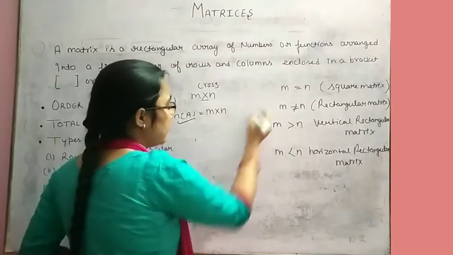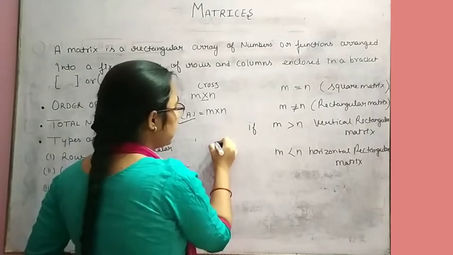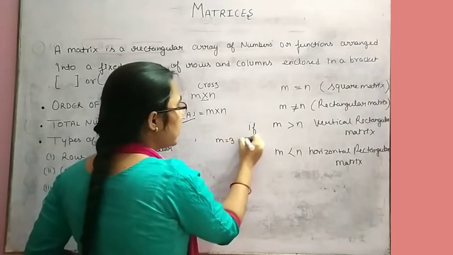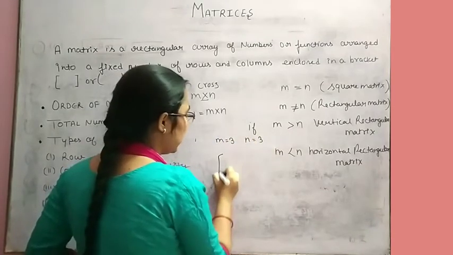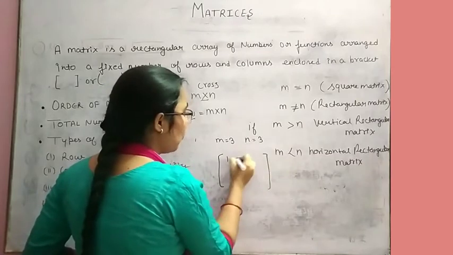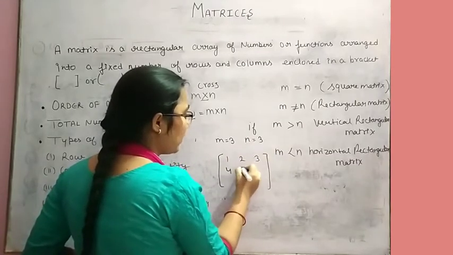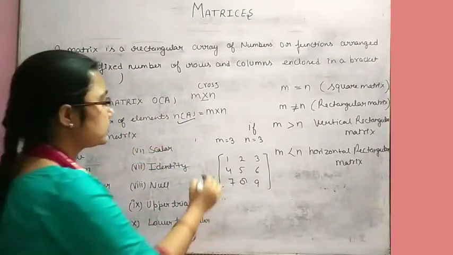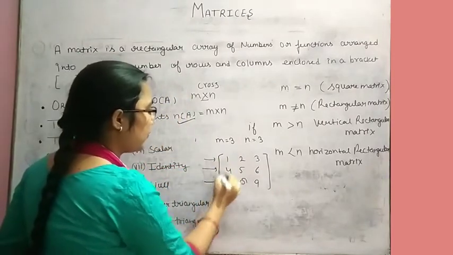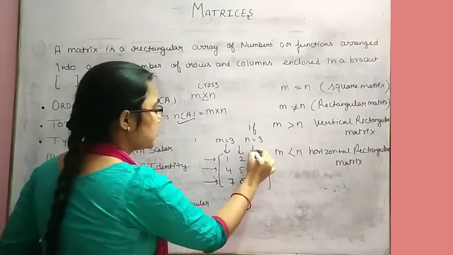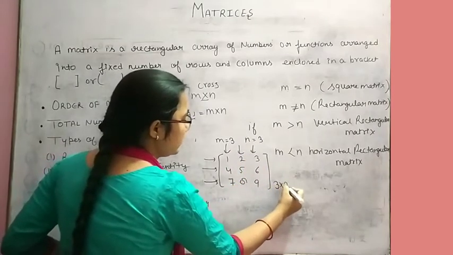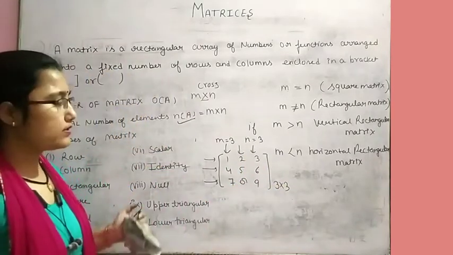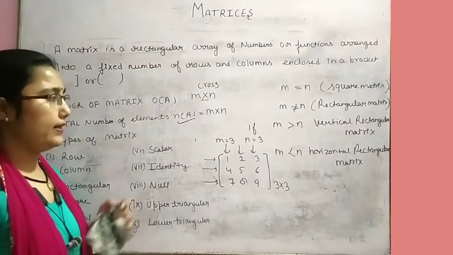Suppose we have m equals to 3 and n equals to 3. That means 1, 2, 3, 4, 5, 6, 7, 8, 9. Here number of rows is 3 and number of columns is 3. That means order of matrix is 3 into 3, m equals to n. That means this is a square matrix.